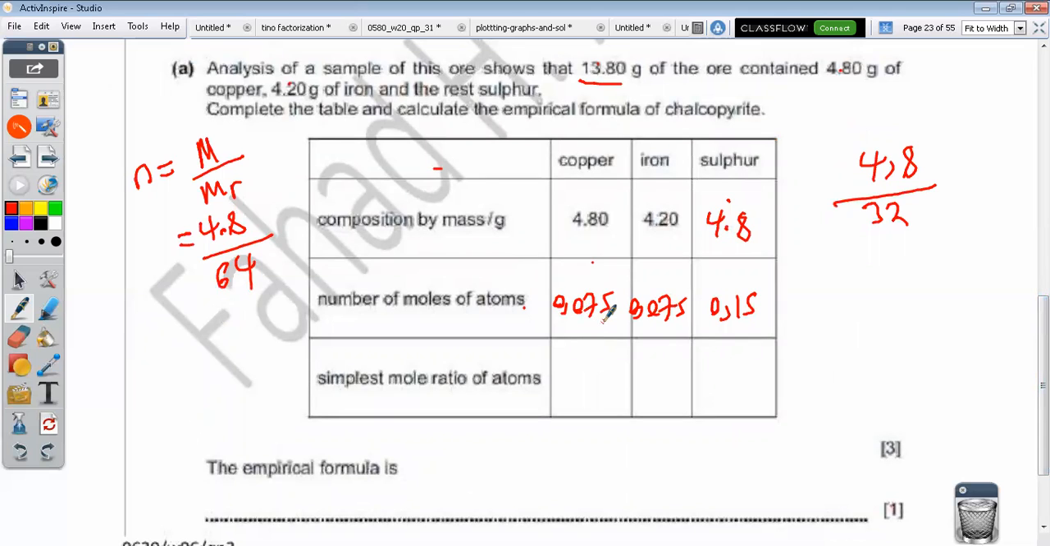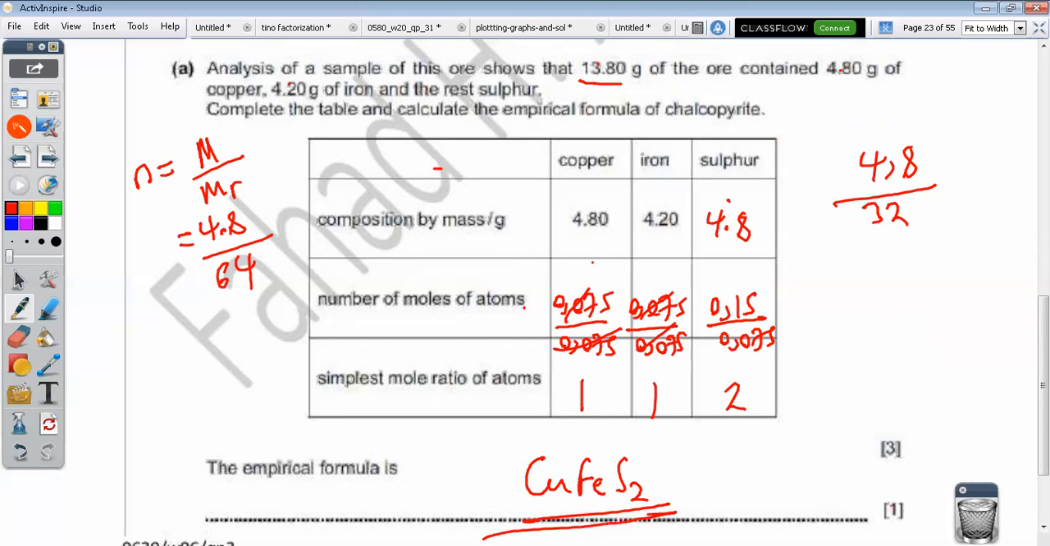Now, we want the ratios. What's the smallest ratio? 0.075. So we divide everything by the smallest ratio. This you're dividing by itself, one. One. This one, one. This should give you two: 0.15 divided by 0.075. So what's the formula? Cu, Fe, how many sulfur? Two of them, S2. I'm simply combining from my ratio and forming a formula.